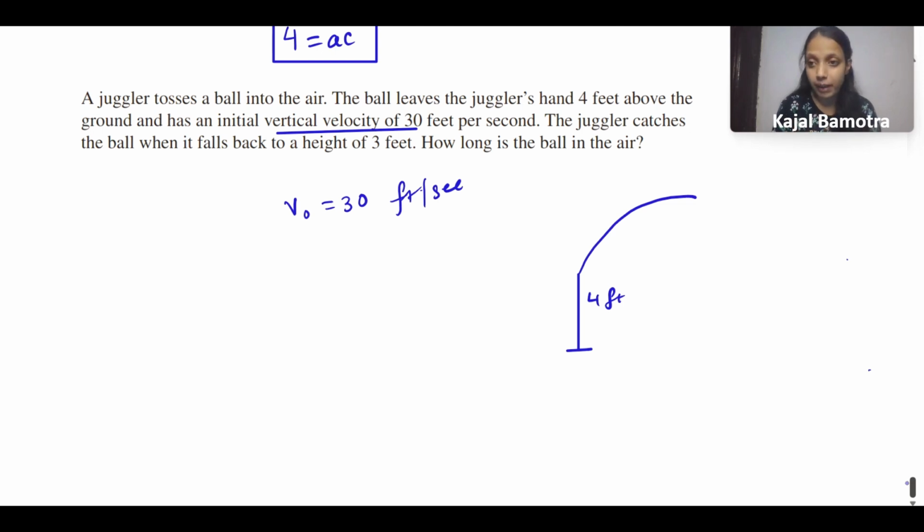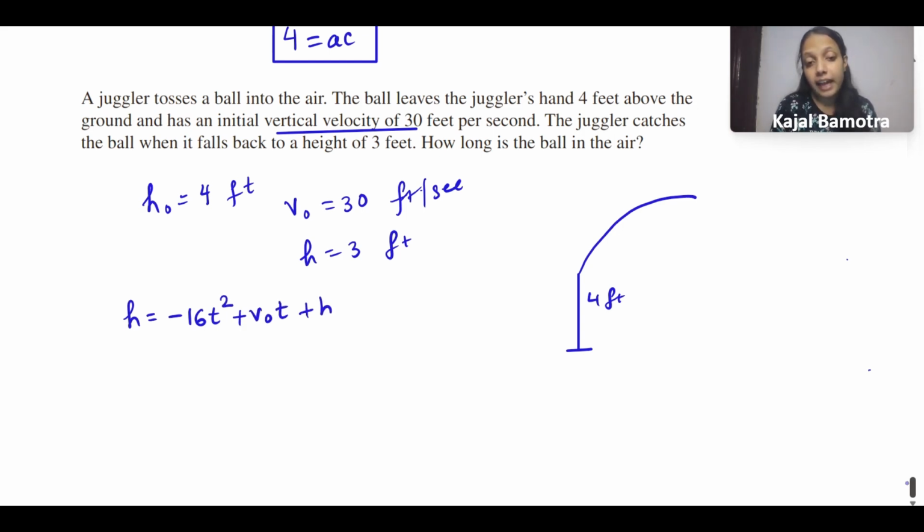That means it comes back to a height of 3. But when they threw it, it was at 4 feet height. So the initial height was 4. When it comes back, they catch it. How long is the ball in the air? So this is a direct question using the equation height equals negative 16t squared plus v naught t plus h naught.